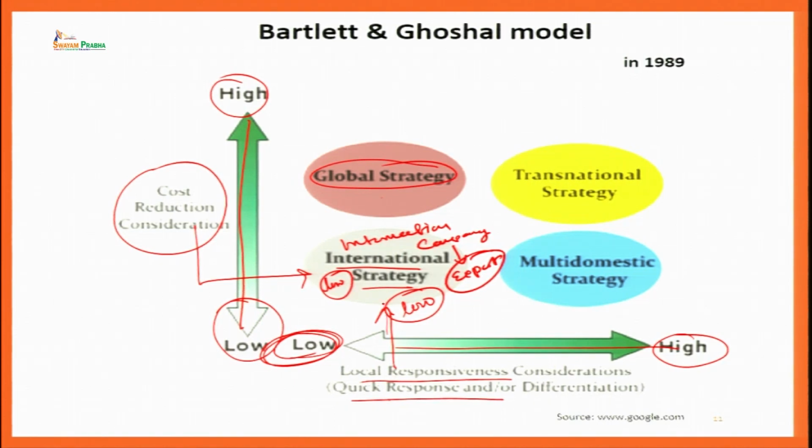Here the situation is quite similar. Local responsiveness pressure is low, but the cost reduction pressure now becomes high. That means you can offer what you want to, but the price should be controlled. It should not be so costly that it becomes unaffordable for the customer to bear. Now, global strategies are usually adopted by global companies. Now, who are those global companies?